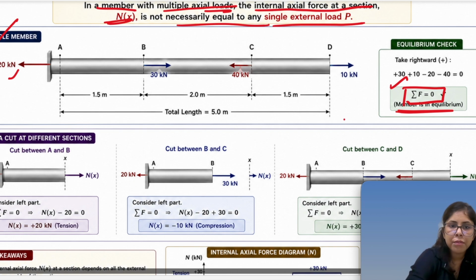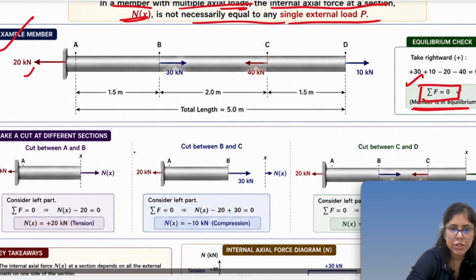Now if we make a cut at different sections. The first cut we made at this point, right? So only the 20 kilonewton load is there. So at this point the value of Nx from the equilibrium will also come out as 20 kilonewton in tension, right?